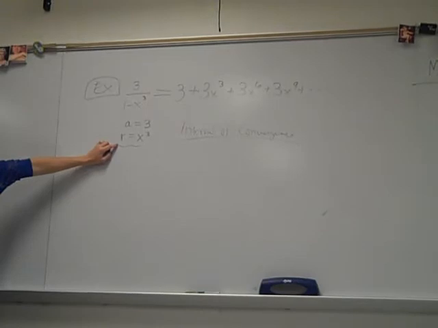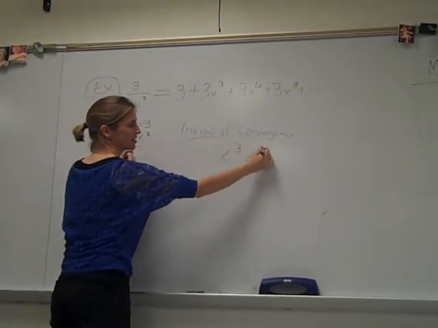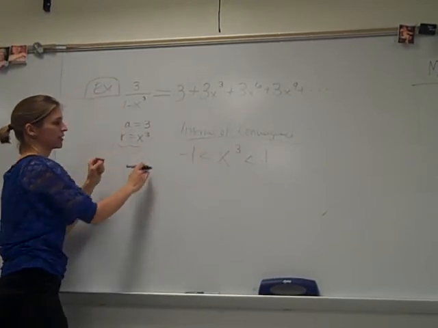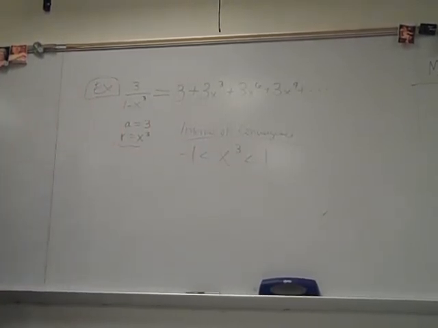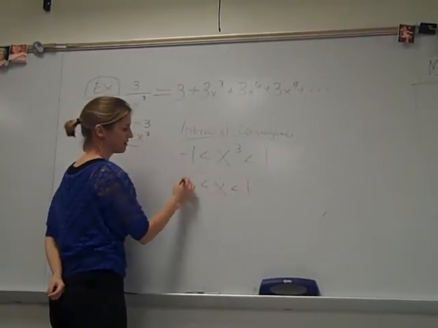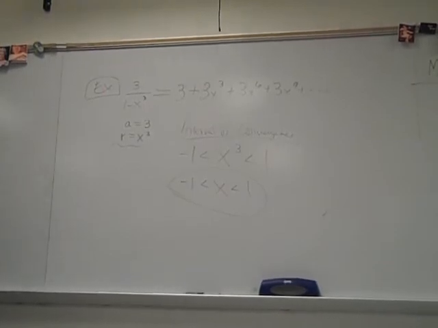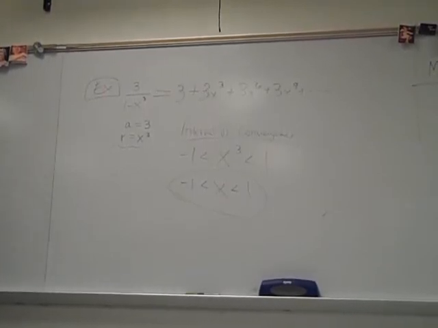So my r might be different. Right now my r is x to the 3rd. So my interval of convergence is x to the 3rd has to be between 1 and -1. So I go solve for that x. In this case, it's not going to change anything. When I cube root these, I'm still going to have my interval of convergence between -1 and 1. Nothing changed. See if I can find another one for you.